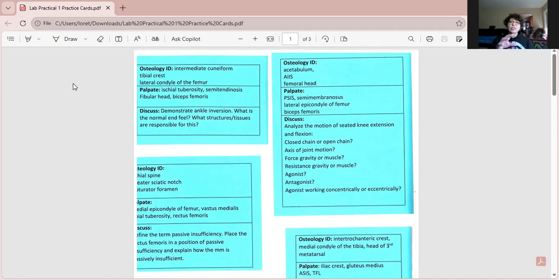So go through those cards and test yourself. The osteology, find it on a bone. The palpation, find it on a person. The discussion questions, say it out loud. Because you're going to have to say it out loud in the practical. So practice saying it out loud so you feel fluent with the language of kinesiology. So that's Tessie's advice for preparing for the practical using those cards. Don't let me tell her that you didn't take her advice.